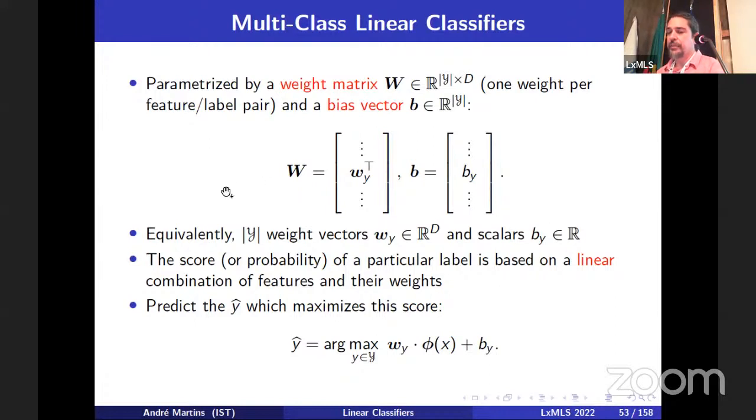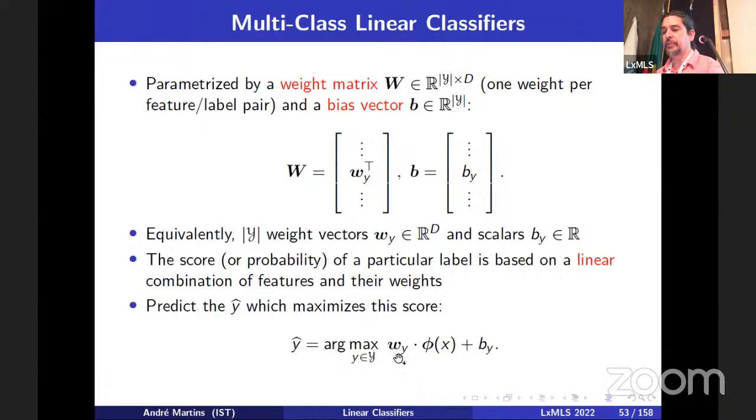Another way of thinking about this is that we have a number of weight vectors, each corresponding to a label. So we have several weight vectors w_y, where I'm indexing here the label for that corresponding weight vector. Each of these weight vectors is a row in this matrix, and we have scalars b_y. Okay, and then again, what we are going to do is to obtain a score for a particular label by applying a linear combination of features and their weights. So this part is similar to what we were doing before, but now we are using the label-specific weight vector.